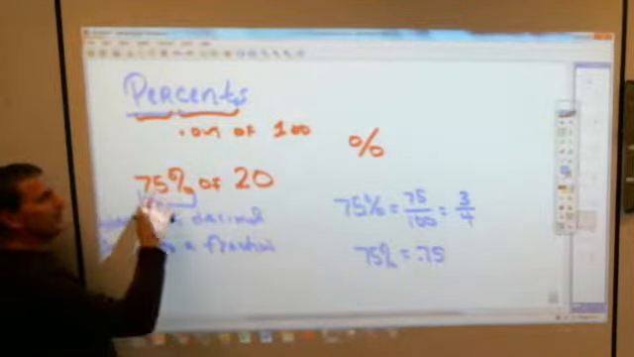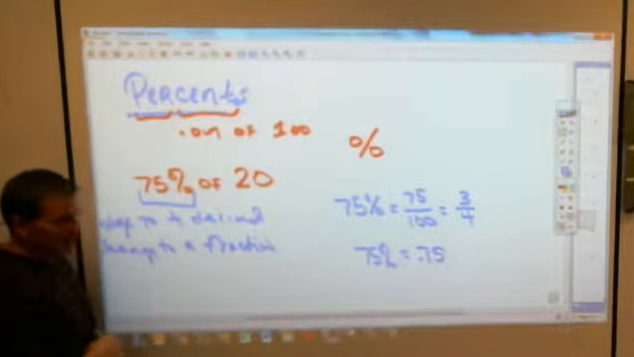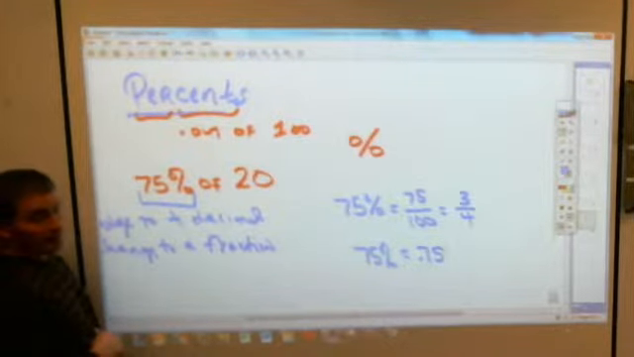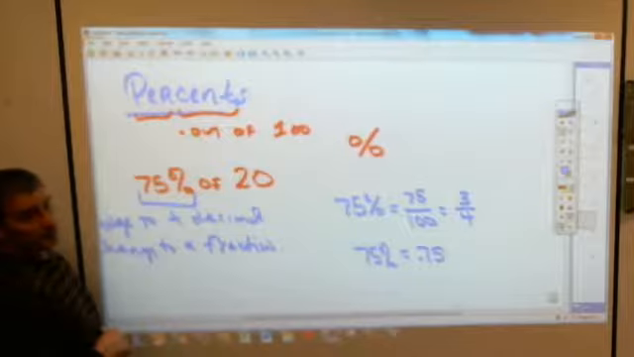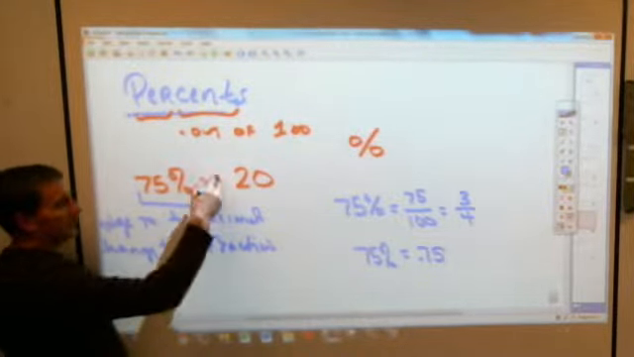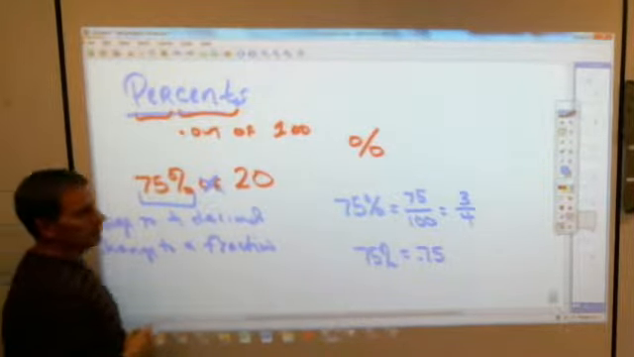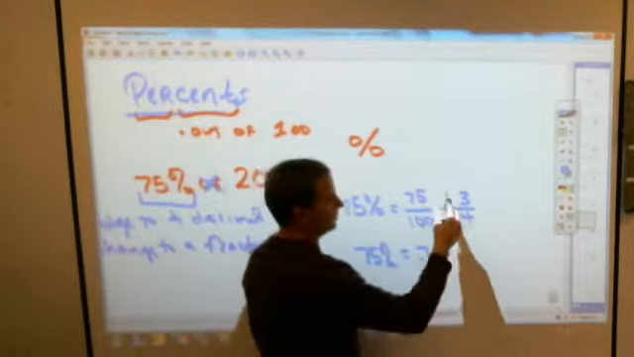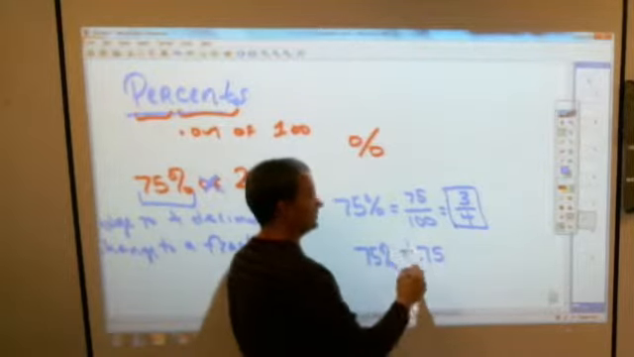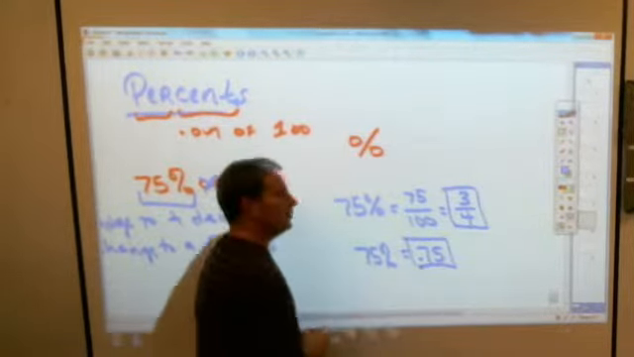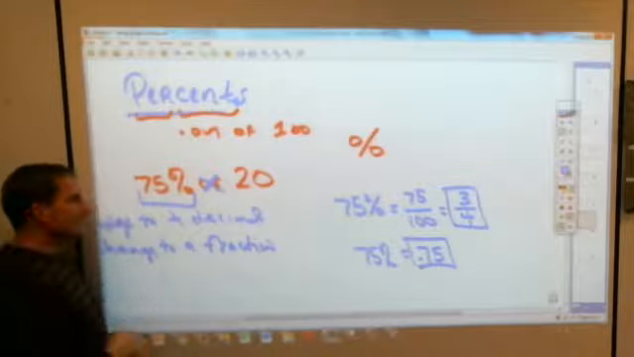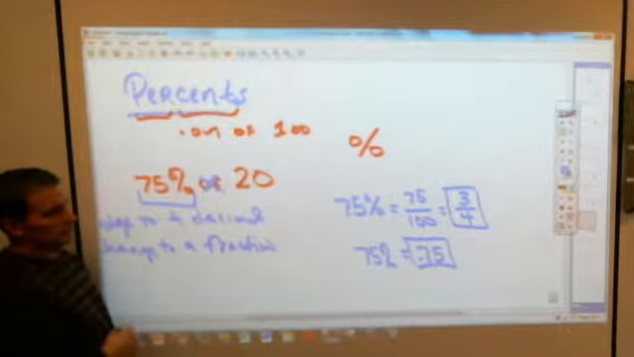So if you're talking about 75% of 20, I think we've discussed this many times before, the word of in math is multiply. So it really is your choice of whether you want to multiply by the fraction 3/4 or the decimal 0.75. Either one of them will come up with the correct answer. It's just that sometimes one is easier than the other.